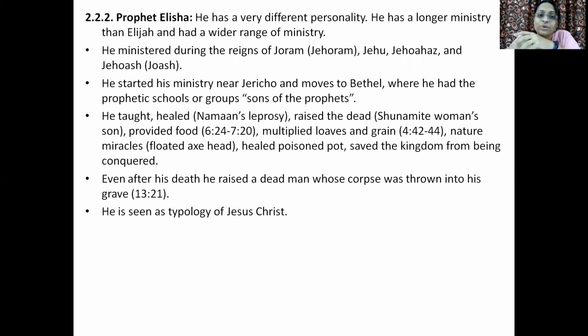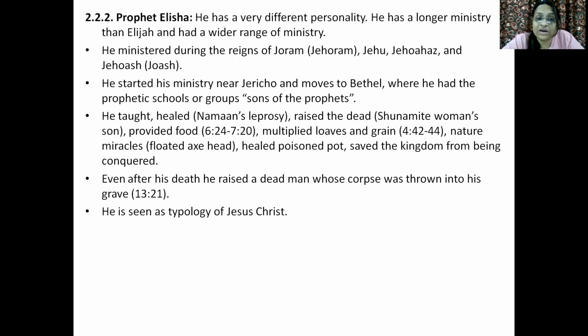So he ministered during the reigns of Joram or Jehoram, Jehu, Jehoahaz, and Joash or Jehoash. He started his ministry near Jericho and gradually moved to Bethel, where he is called to minister. He had a prophetic school there where he trained the sons of the prophets for the prophetic ministry. He taught. He had the ministry of teaching. He healed people.